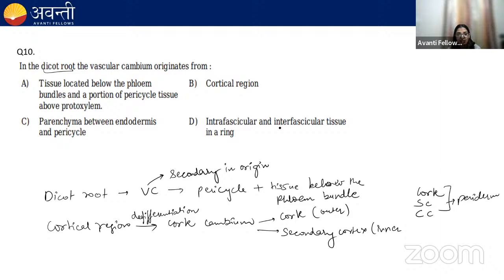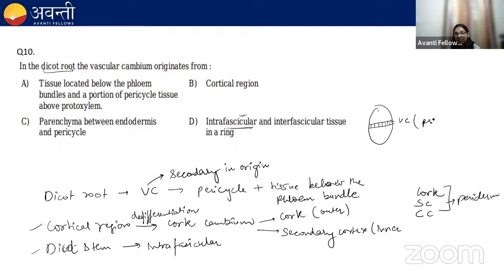Now, the intrafascicular cambium or interfascicular cambium. Fascicular means vascular bundle. These you will observe in the case of dicot stem. In dicot stem, you will observe the intrafascicular cambium and interfascicular cambium also. Intrafascicular cambium is the cambium which is present within the vascular bundle. And this cambium is primary in origin.